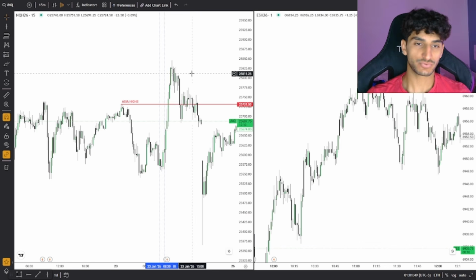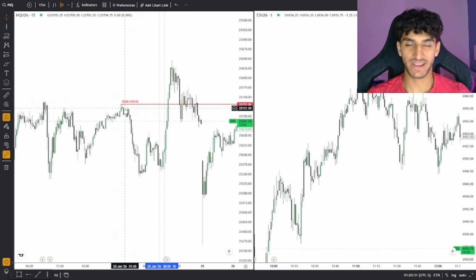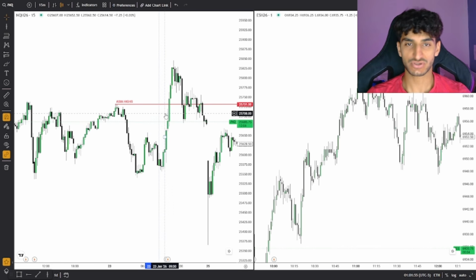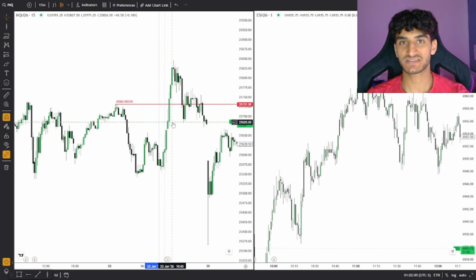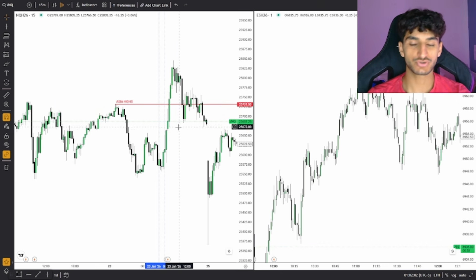As we can see right here, we do have Asia highs that was created in the Asia session, which is a valid buy-side liquidity level. And as soon as market opens at 9:30, we do go up and sweep that level. So as soon as I see that on the 15-minute time frame, I want to straight away jump down to the 1-minute time frame and look for my trade and entry point.